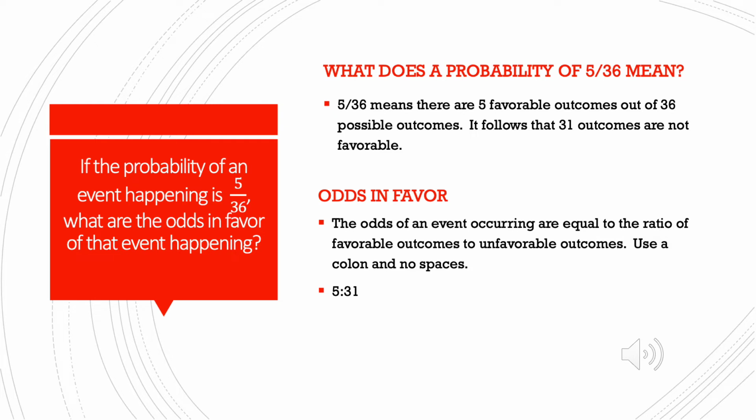So if we're finding odds in favor of an event, the odds of an event occurring are equal to the ratio of favorable outcomes to unfavorable outcomes. And the directions say to use a colon to represent our odds, and to not have any spaces in between the numbers. So if 5 are favorable, 31 are unfavorable, our odds in favor, we list the 5 first and then the 31. So we have 5:31.